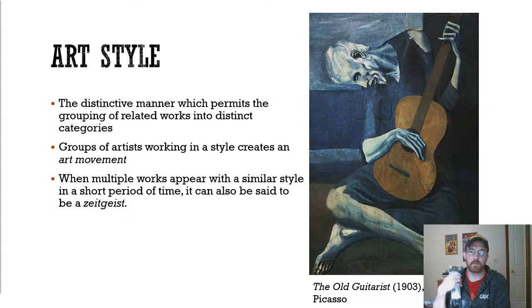And so this is where you get multiple works by one artist that look the same, and thus are their art style. If you get multiple artists working in a style, that is how art movements happen. And when multiple works appear with a similar style in a short period of time, that's when you hear the term zeitgeist.